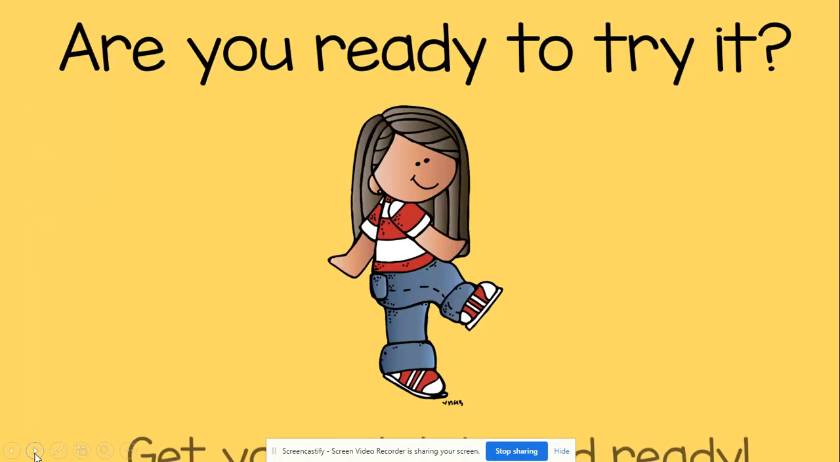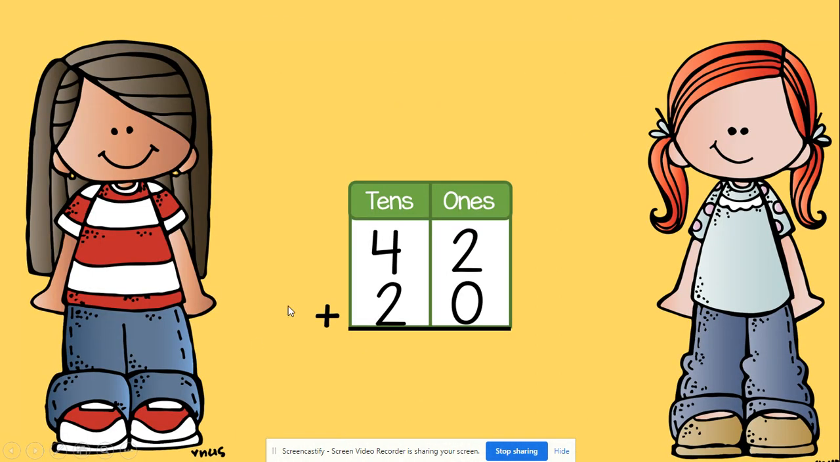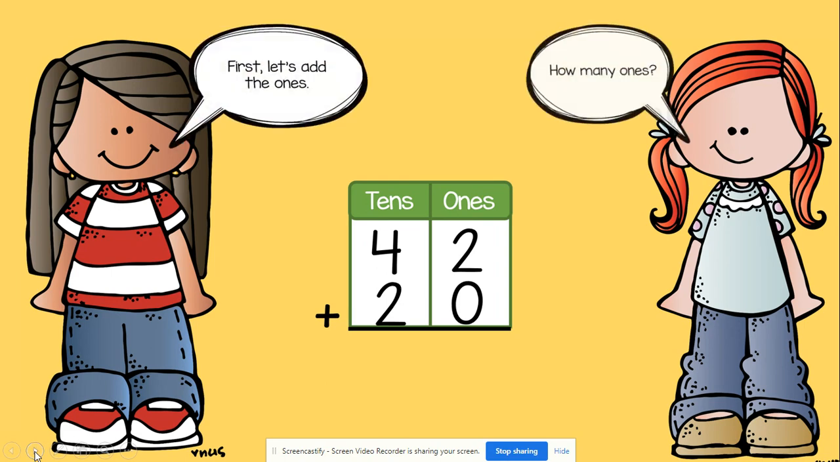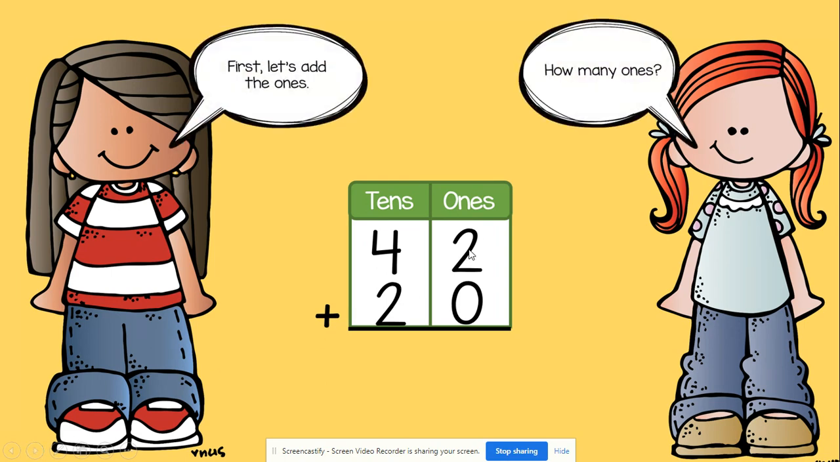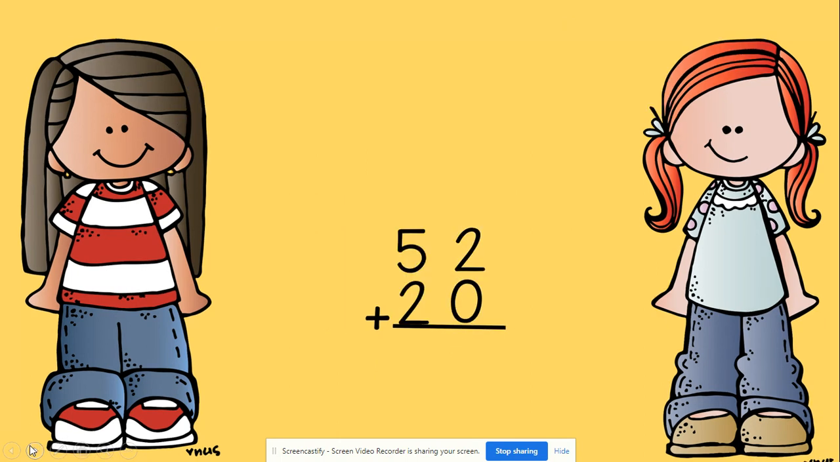All right, let's do another one. Write this one down. 42 plus 20. We're going to look at the ones first. How many ones are there? 2 plus 0 is 2. Very nice. Now we're going to count the tens. 4 plus 2. 4, 5, 6. Good. Fantastic.